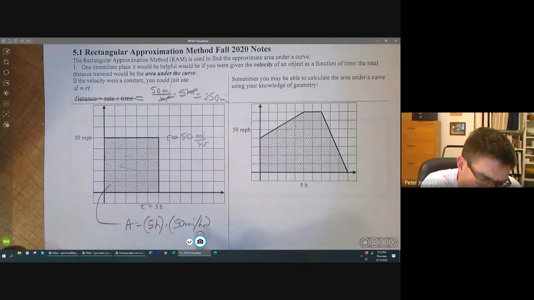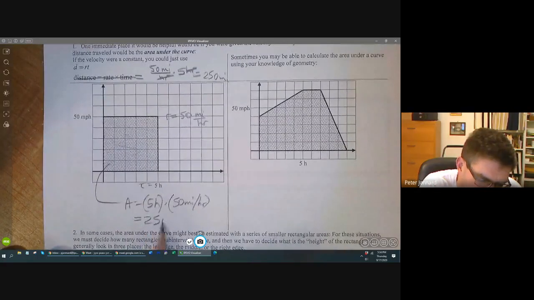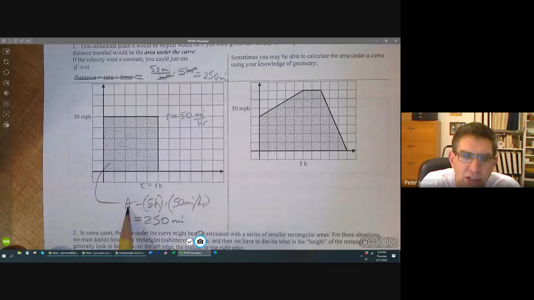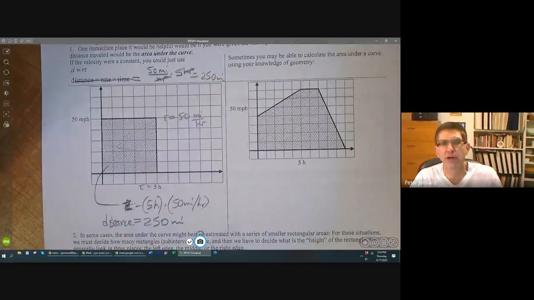And so we're calculating an area, which is kind of crazy. This ends up being 250 miles. And so it's a little weird to call it the area. In fact, it's the displacement or distance that the object has traveled in that 5 hour time period.